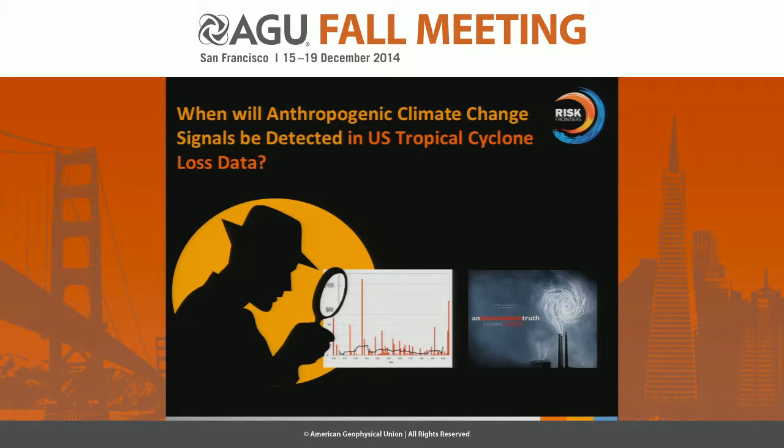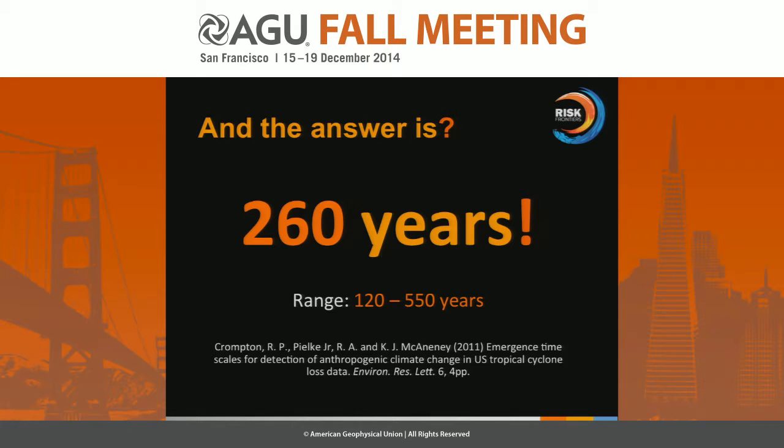And essentially we combine that and do a bootstrapping analysis to see how long it will be before we're absolutely confident that there is a climate change signal in the loss data. And the answer is something like 260 years, and that's if we take an 18 model ensemble. If we use the individual ones, we get quite a big range.